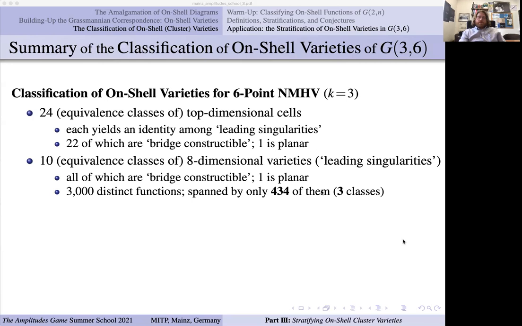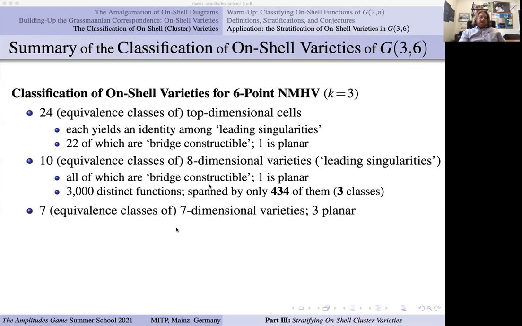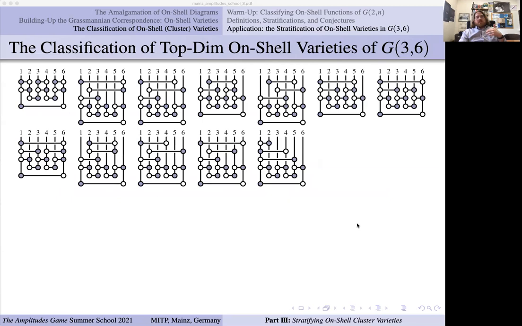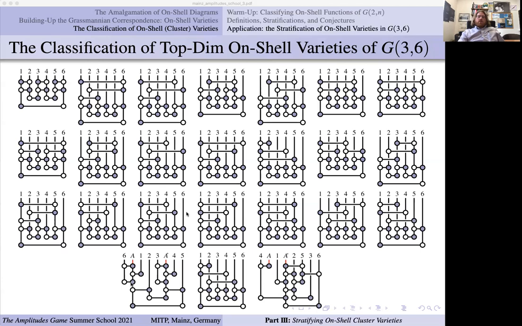There are seven equivalence classes of seven dimensional varieties, et cetera. And we did the whole analysis. And to give you an idea of what these graphs look like, we constructed them, we drew pictures of them in a way that easily suggested how they were bridge constructed. So all of these graphs represent inequivalent on-shell varieties, and we gave particular differential forms for every one of them. But you can easily construct the differential form yourself by just taking these things and adding bridges sequentially.